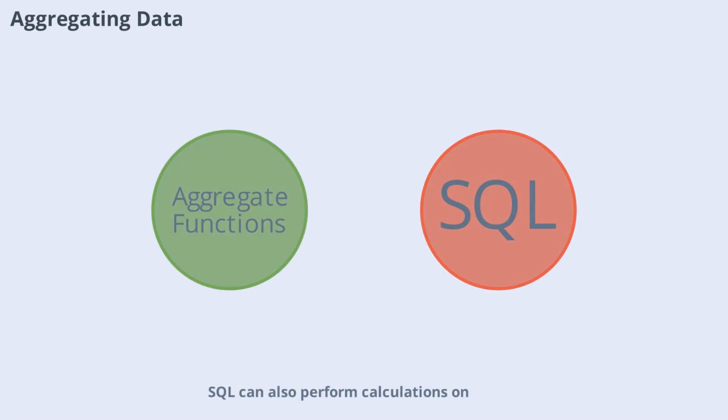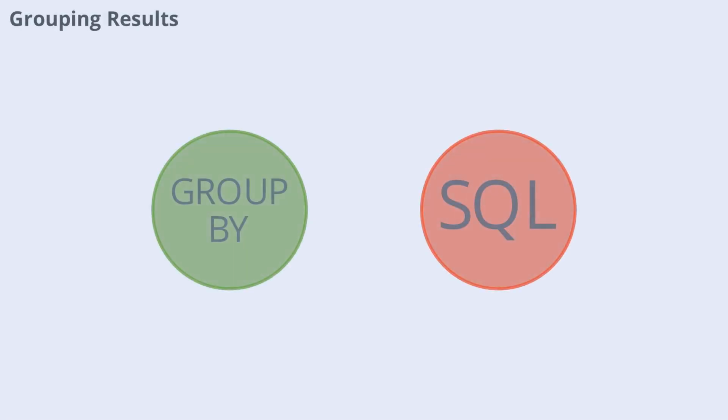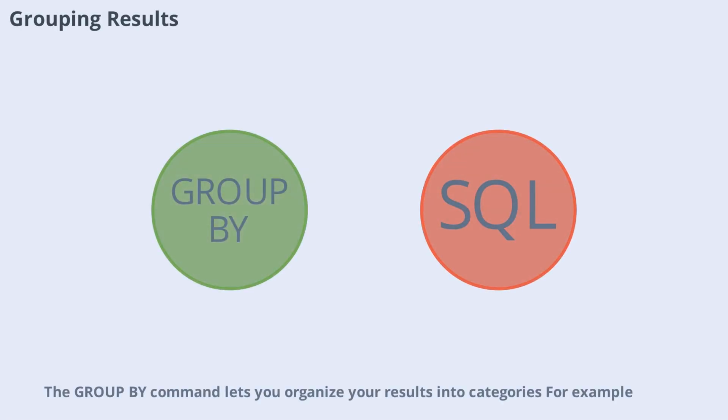SQL can also perform calculations on your data using aggregate functions like SUM, AVG, COUNT, MIN, and MAX. These functions help you summarize information such as total sales or average order value, giving you a clearer picture of your data. The GROUP BY command lets you organize your results into categories.